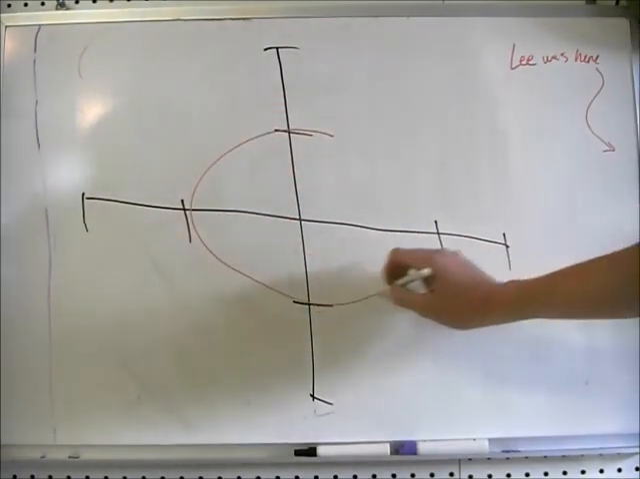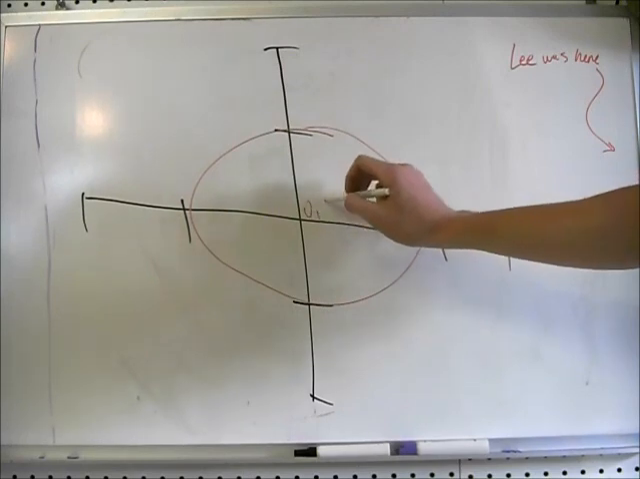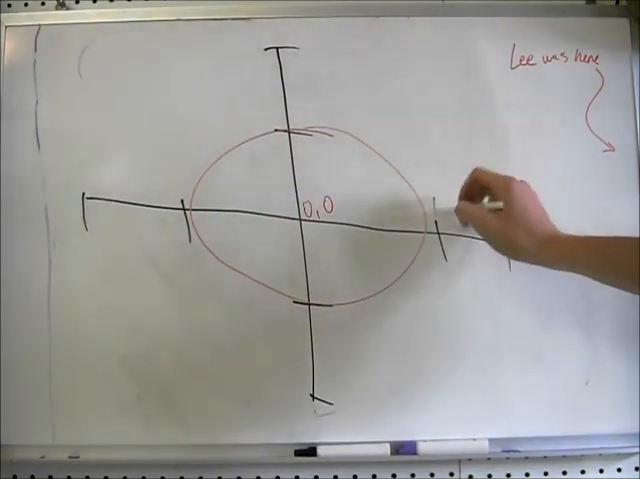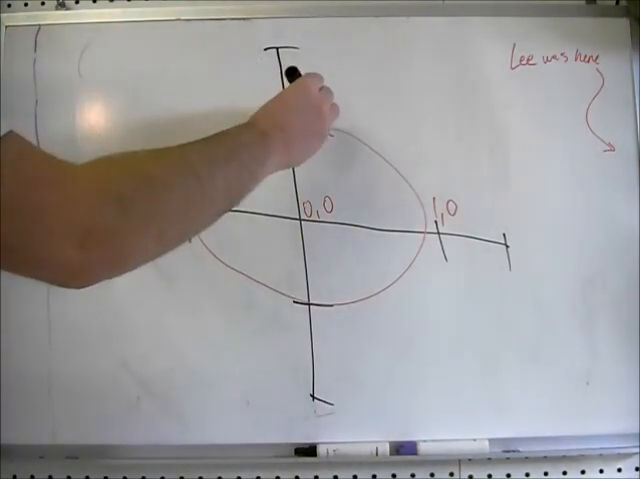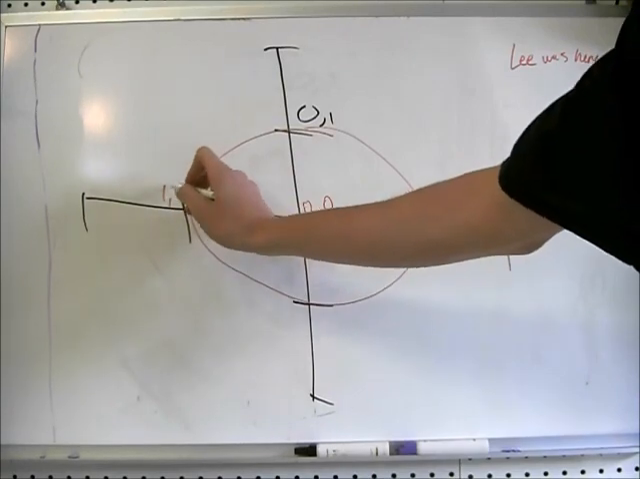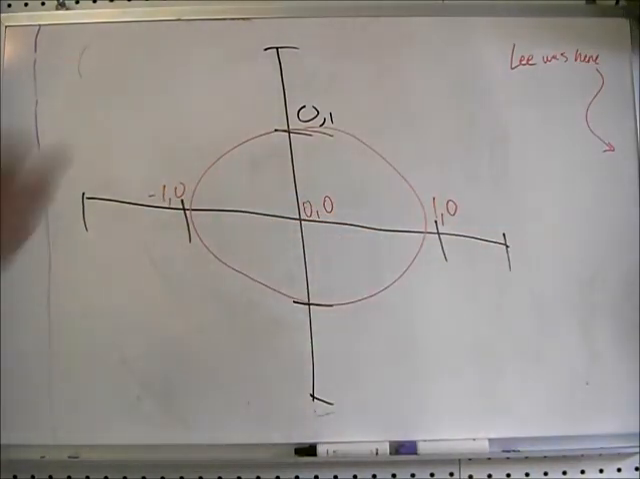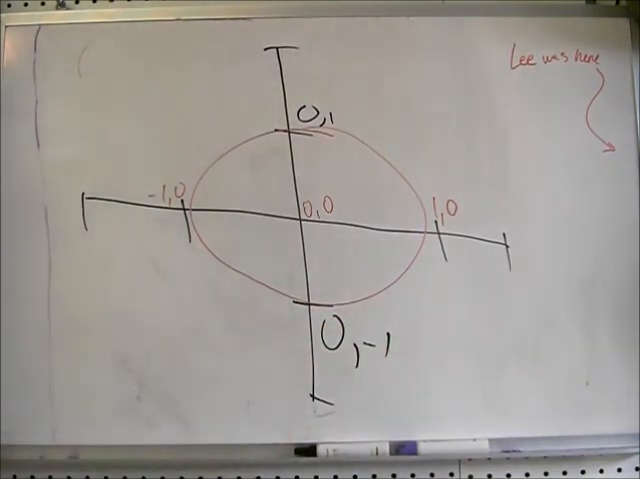But the unit circle is always just one away from the x and the y from the origin. So that means this one is 1, 0. This is 0, 1. Over here is the same as over here, except the 1 is negative. Ditto for this one, so 0, -1.